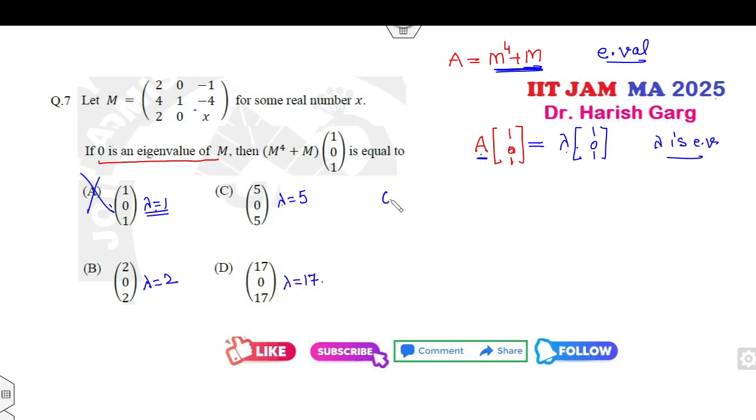0 is an eigenvalue of M. If 0 is an eigenvalue, the determinant is 0. You can solve it: twice x minus 0 minus 1 times (0 minus of 2) is 0. So that will be 2x plus 2 is 0.